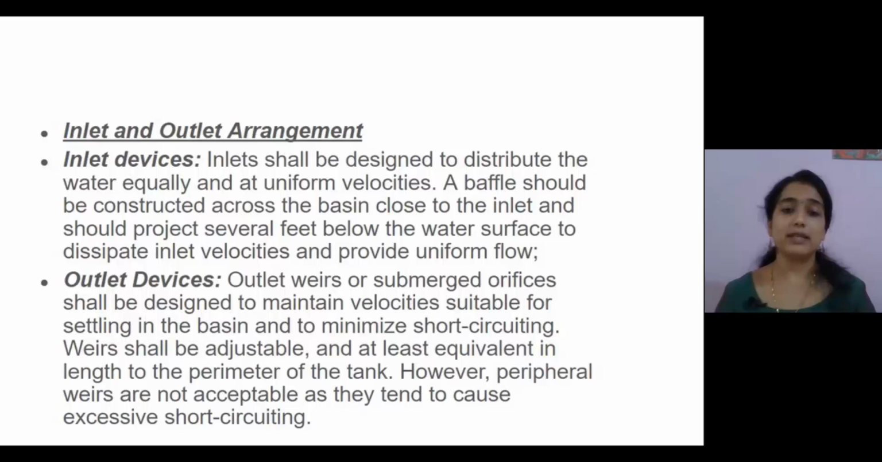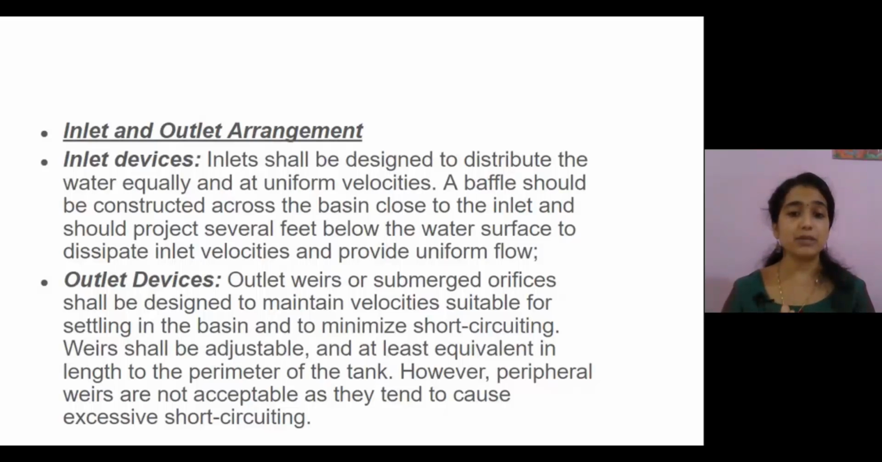Then the outlet devices. Outlet weirs or submerged orifices shall be designed to maintain velocity suitable for settling in the basin and to minimize short circuiting. What is short circuiting? It is the entering of the sludge that has settled down at the bottom of the tank into the cleaned water. That is short circuiting. So we have to limit or control short circuiting.